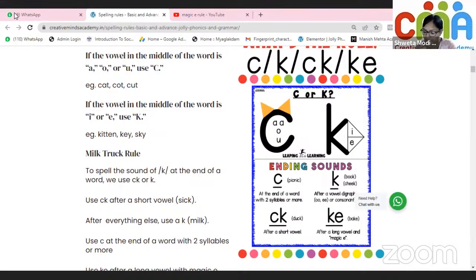Like in the word picnic, can you type more examples? Can you explain how to teach syllables to kids?